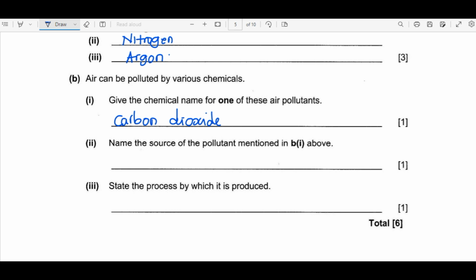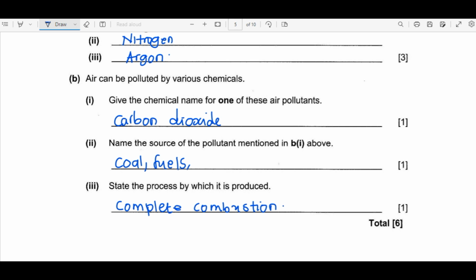Then name the source of the pollutant mentioned. So the source, we can look at coal or maybe fuels. Then state the process by which it is produced. Then we look at this one as complete combustion. Okay, then what of carbon monoxide? The source is the same. Then here it's incomplete combustion.